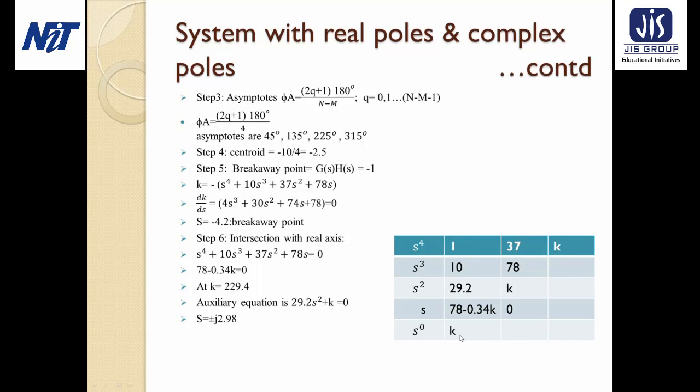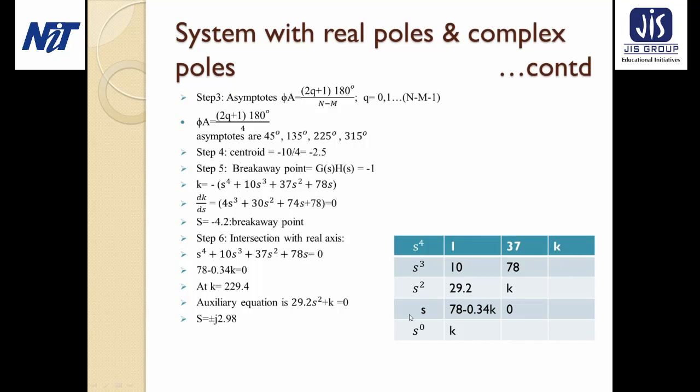So according to the Routh-Hurwitz criteria, for the system to be stable, the whole first column element should be greater than 0. So we can say that K is greater than 0 and 78 minus 0.34K is greater than 0. And for the condition of marginal stability, 78 minus 0.34K is equal to 0 and K becomes 229.4. So at the value of K equal to 229.4, this row becomes 0.